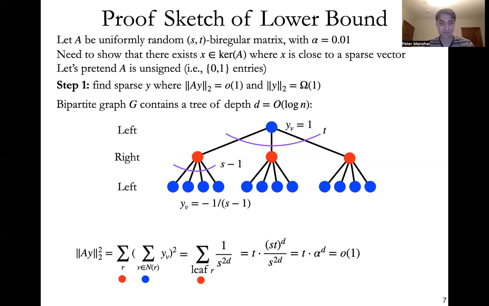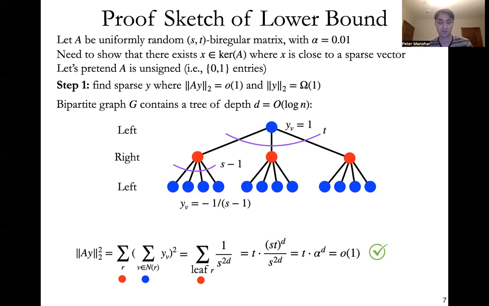And a simple calculation shows that there are T times S T to the d leaves. Now we can compute, and we see that this S to the d in the numerator cancels with one of the S to the d's in the denominator, and we get T times T over S to the d. T over S, you may recall, was alpha. Alpha is a small constant, d is log n, so this is little o of 1. And that's what we're trying to show. And I already argued that the vector Y was sparse because the tree contains a sublinear fraction of the vertices in the full bipartite graph.